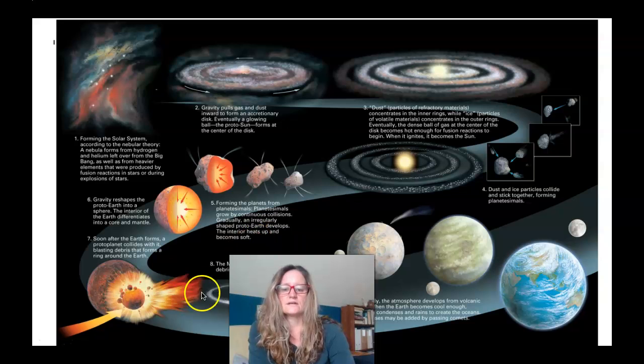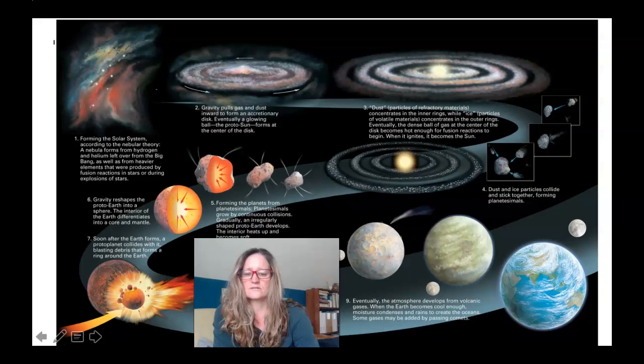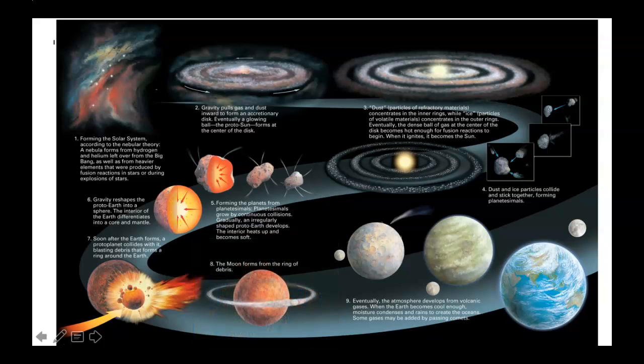Here's a slide that kind of summarizes what I've just, let me turn my face off. It summarizes what I've just gone through, starting with the Big Bang and going through the formation of the solar system, the nebula, the planetesimals in the early solar system, those rings of debris that come together to be our planets.